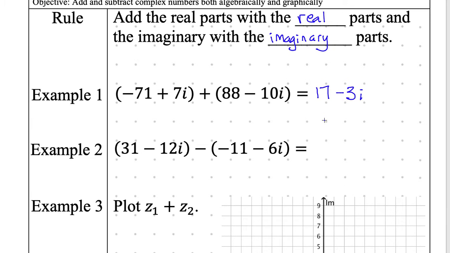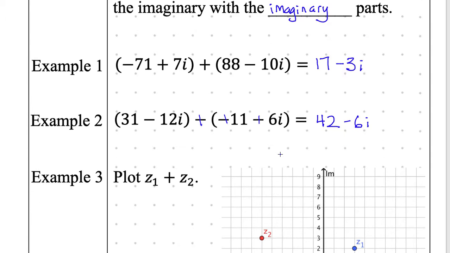Let's go on to example number 2. Same thing, except you need to now distribute this negative. The fastest way to show that you distributed is to change all of the signs. Changing all of the signs means you're really distributing the negative into each of these terms. It's just a quick way of showing it. Now that I've distributed the negative, 31 plus 11 is going to be 42, and negative 12i plus 6i is a negative 6i. Final answer.